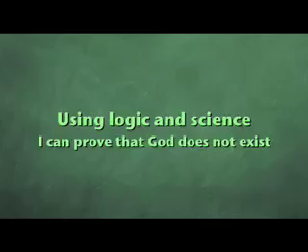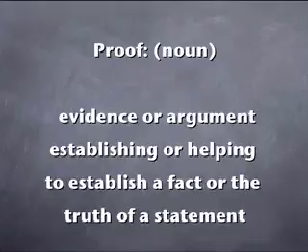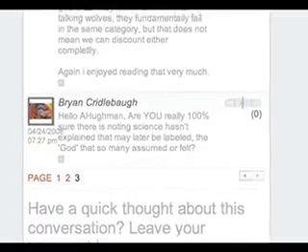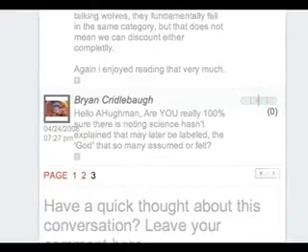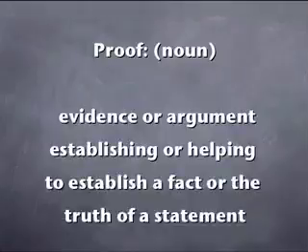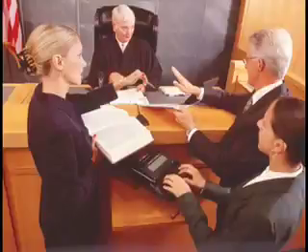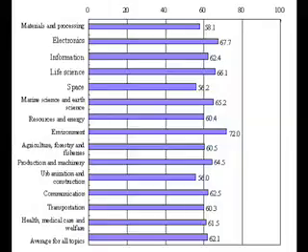The definition of proof is a noun, evidence or argument establishing or helping to establish a fact or the truth of a statement. All right, despite what most theists use as an argument, absolute 100% proof for or against God simply will never exist. There are two kinds of proof, absolute proof and evidence proof, which is the proof as defined earlier, which is proof through evidence or argument. This is the proof that we use in our court systems. It's the proof that we rely on in all sciences, and this proof is fallible, meaning it's not perfect.